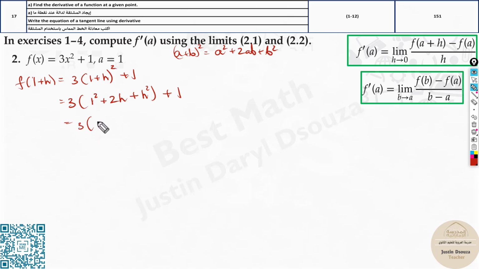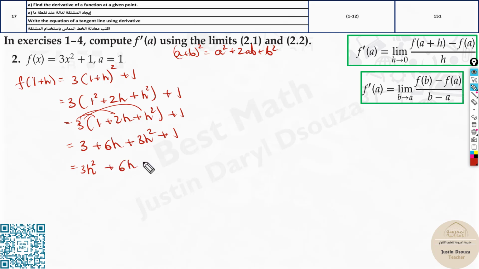It'll be 3 times 1 squared, which is 1, plus 2h plus h squared, plus 1. And over here, 3 times, we'll just multiply this inside as distributive property. We will get 3 plus 2 times 3 times 2 is 6h plus 3h squared plus 1. And over here, finally I'll write the highest degree first, that is 3h power 2 plus 6h, and last I'll write the number, that is 4. 3 plus 1 is 4.